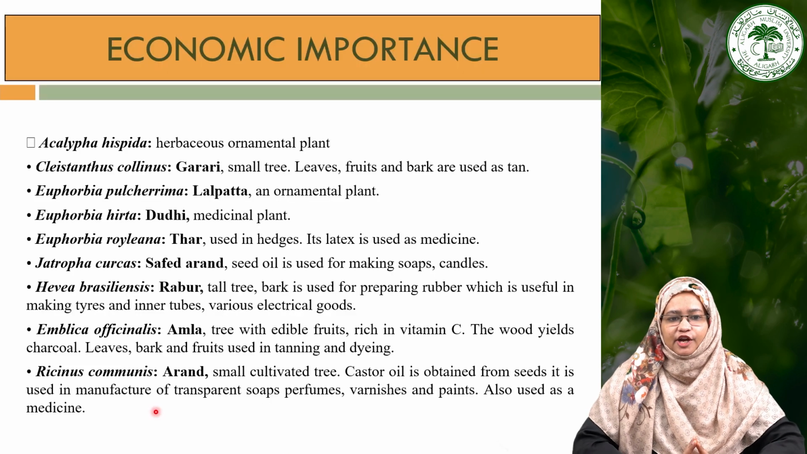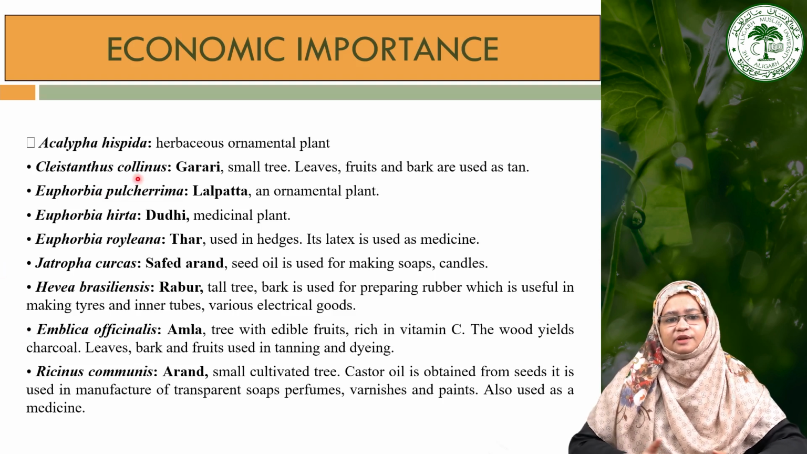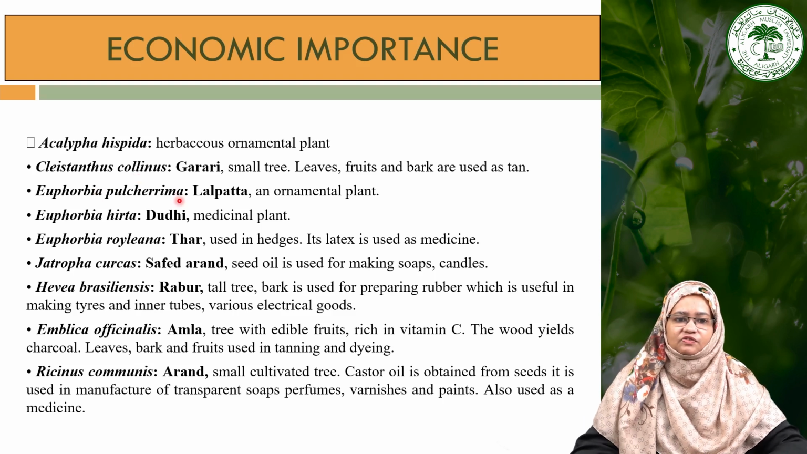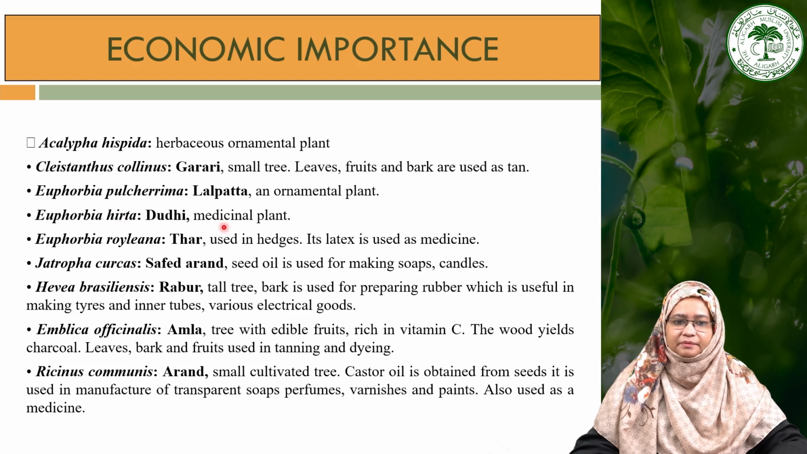Now moving towards the economic importance of this particular family. Starting from Acalypha hispida, it is a herbaceous ornamental plant growing in gardens. Then the next one is Phyllanthus, commonly called garari, a small tree whose leaves, fruit and bark are used as tan. Then the next one is Euphorbia pulcherrima, which is called lal patta. It is also an ornamental plant. Then the next species is Euphorbia hirta, which is called dudhi. It is a medicinal plant.